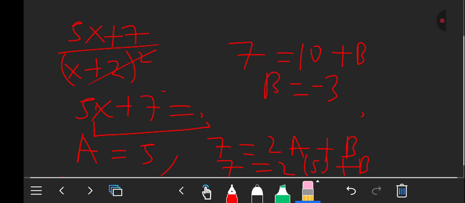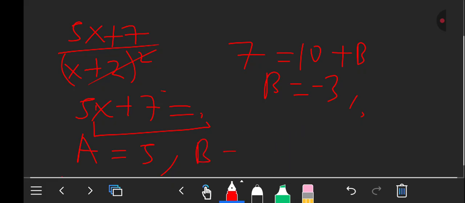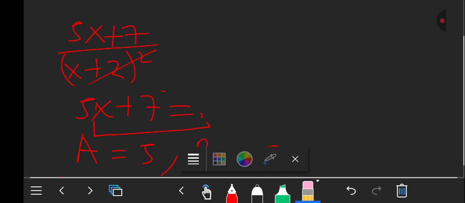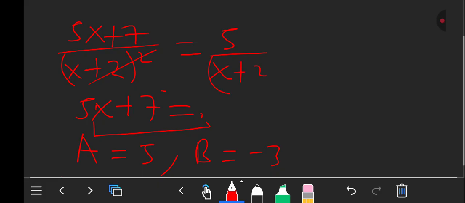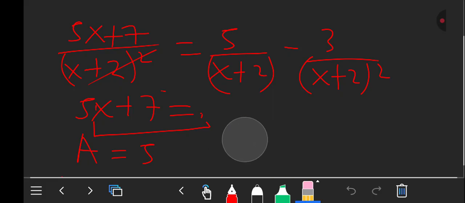So my A is 5, my B is -3. So I can now use partial fractions. I can write this as my A is 5, so 5 over the first denominator x plus 2, then plus, because of this -3 I'll say minus, because positive multiplied by negative is just a negative, so -3 over the second denominator, the square. So this is the partial fraction.